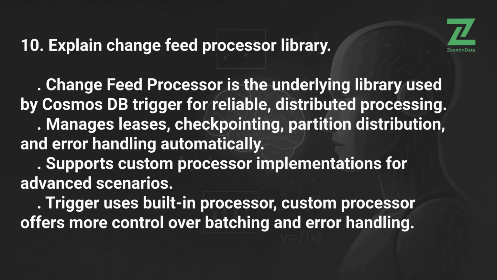10. Explain change feed processor library. Change feed processor is the underlying library used by Cosmos DB trigger for reliable, distributed processing. Manages leases, checkpointing, partition distribution, and error handling automatically. Supports custom processor implementations for advanced scenarios. Trigger uses built-in processor. Custom processor offers more control over batching and error handling.